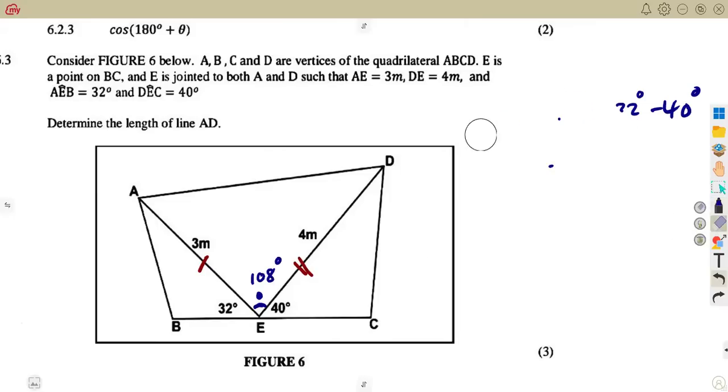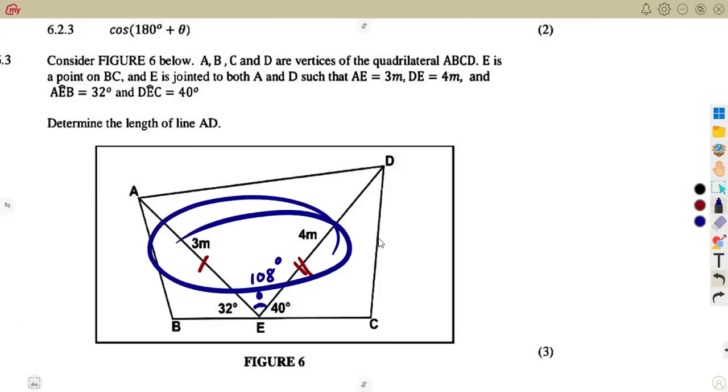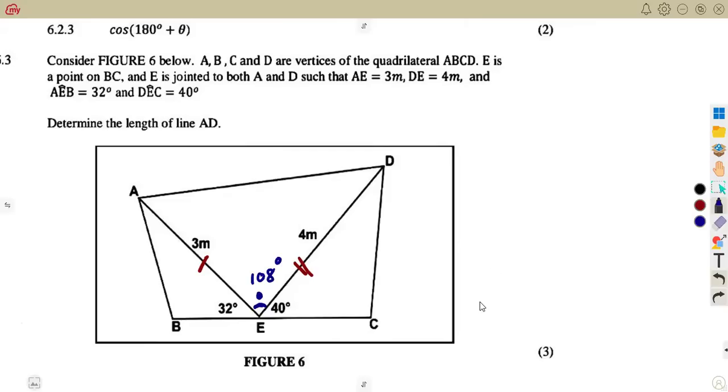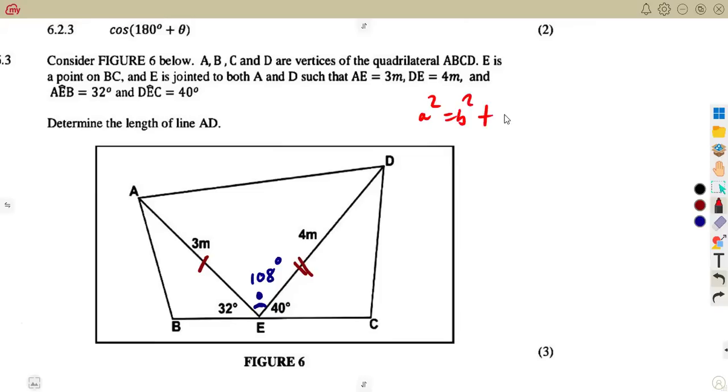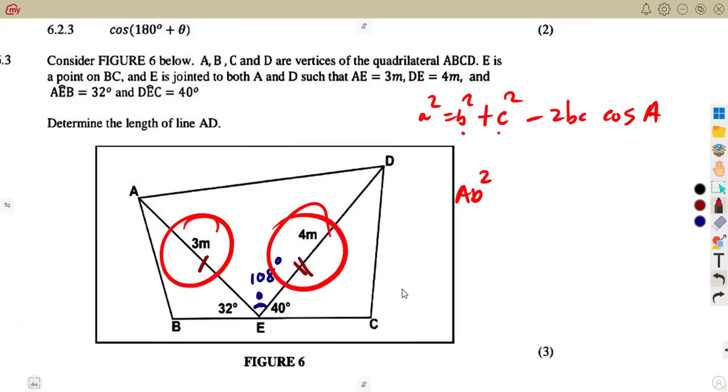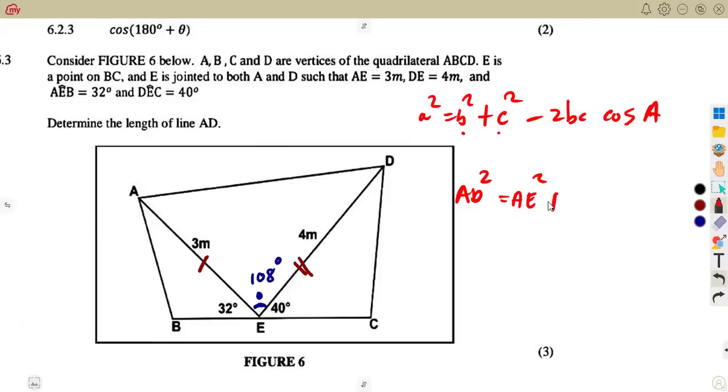Using the cosine rule, given an angle that is in between the sides like this, the cosine rule can be used. Remember your cosine rule, guys, you write it in the way that you understand: a squared is equal to b squared plus c squared minus 2bc cos A. Where a squared is the side that you want to calculate. AD is the side that you need. B and C are the sides that are creating the angle. You can use AE and DE, the sides that are creating this angle. Minus 2BC, the same sides.